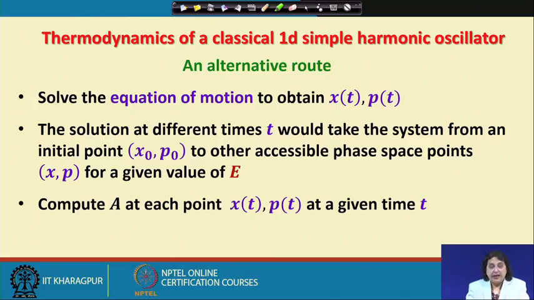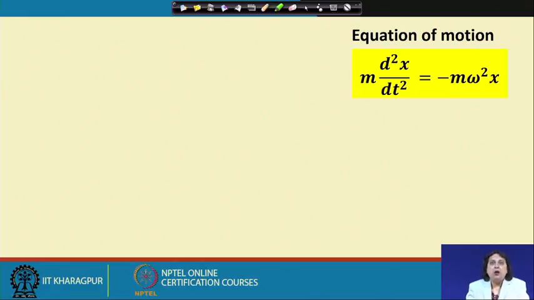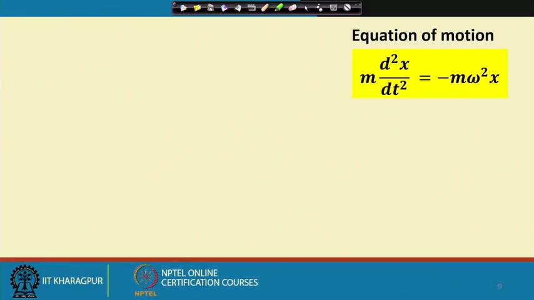And then for each such point x(t) and p(t) accessed by the system at a given time t, I will compute the value of A. Once I collect a very large number of such values of A, I will take an average, but in this case it is going to be a time average. So, let us see how this can be done for the one dimensional simple harmonic oscillator.